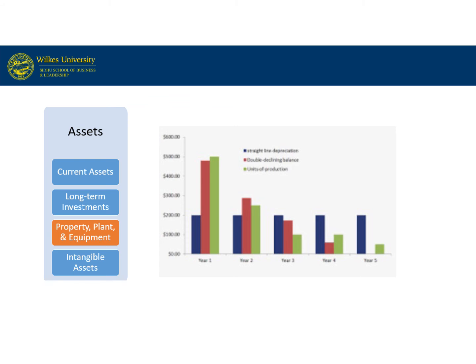The final method, shown in green, is units of production. Notice how it's higher in year 4 than year 3. That is because the depreciation per unit is the same, but the depreciation total is greater in years when the usage is greater. So in this case, the usage in year 4 is higher than year 3.